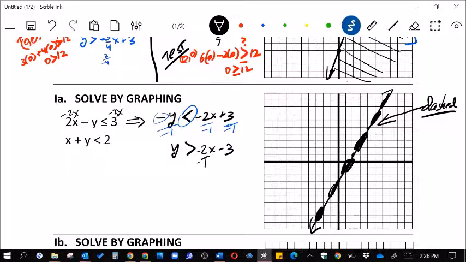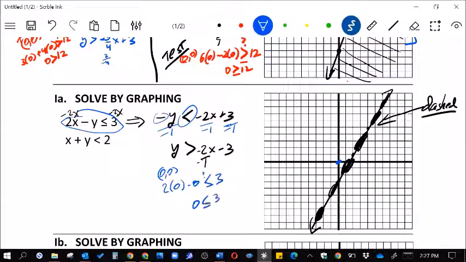Okay, now let's figure out which side to shade. Let's put 0, 0 into the original. So using 0, 0, 2 times 0 minus 0, is it less than or equal to 3? 0 less than or equal to 3. Yes, it is. So that means we shade the side where the 0 is, and very little because we have to get the second one now in order to find where they meet, and that will fill in.